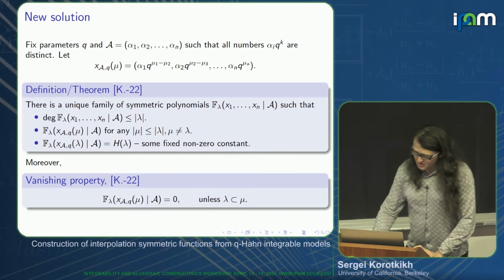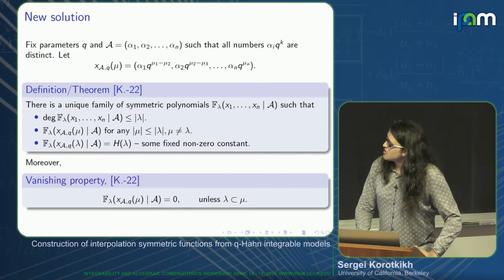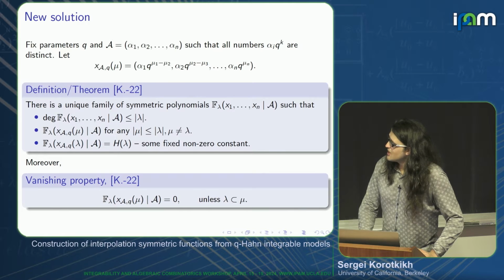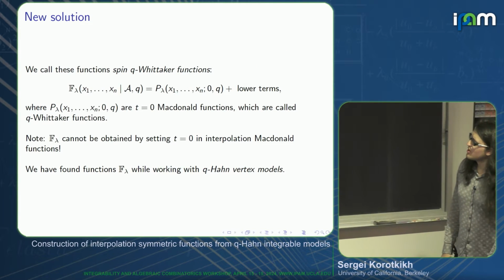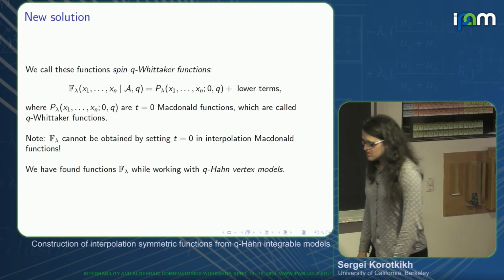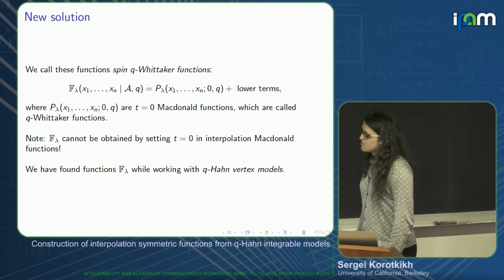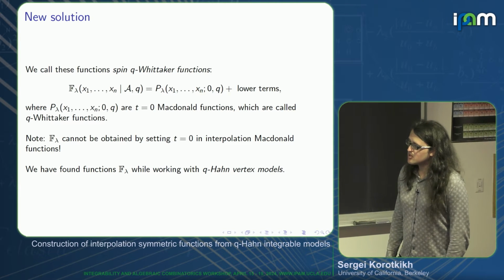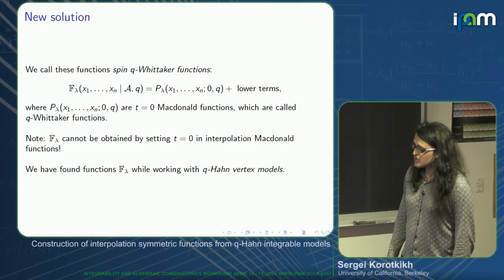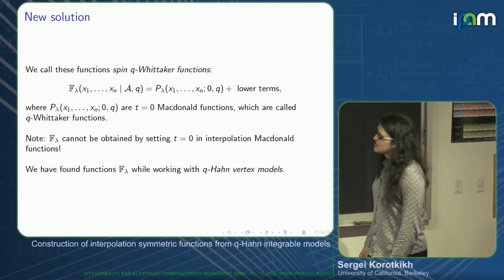Okay, and if you look at the top homogeneous part of these new functions f lambda, then you will actually get Macdonald polynomials with t equal to 0. In a certain part of integrable probability, such functions are called q-Whittaker functions. So for this reason, I'm calling these new functions interpolation q-Whittaker functions.